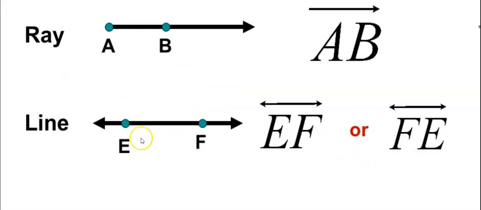We've learned that a line is 2 points and we have arrows at opposite ends. In reality, there's multiple points on a line, but we're just representing line E and F in this image. And then we have the geometric symbol above the E and F. We have a line with 2 arrows. And as you can see, you can either write the E first or you can write the F first. It doesn't matter.